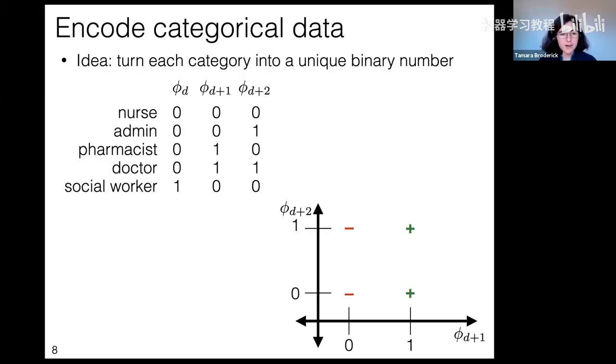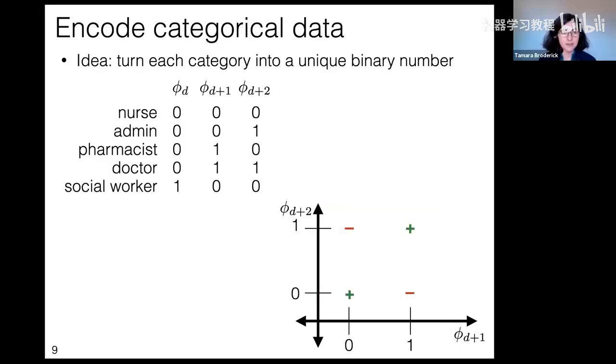And so we see here that 0, 0, which is the nurse or the social worker, has a minus label. 0, 1, which is the admin, has a minus label. 1, 0, which is the pharmacist, has a plus label, and 1, 1, the doctor, has a plus label. And so this is nice. We can get a division between, in this case, the pharmacist and the doctor, and the nurse and the admin. And that's by having a cut, a linear classifier, on essentially that second feature.